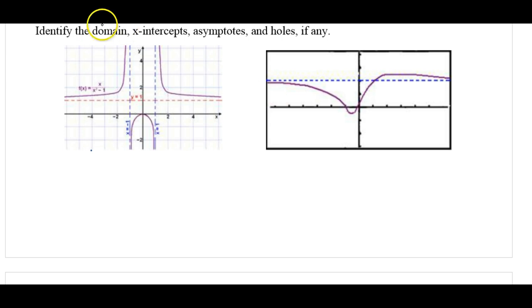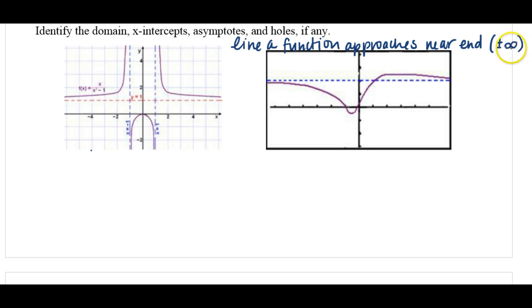And before we attempt to find the domain, I actually want to go ahead and define what an asymptote is, because it's important to even finding the domain on a graph. An asymptote is a line that a function approaches near the end of the function. So the end of a function is like where positive and negative infinity live. So an asymptote is like a guiding line that tells us where the function is going towards the ends.